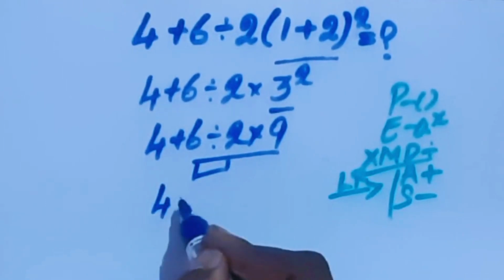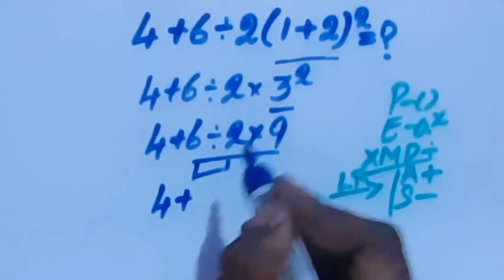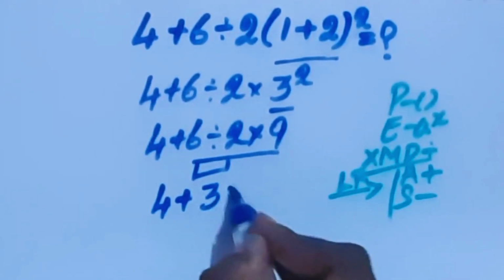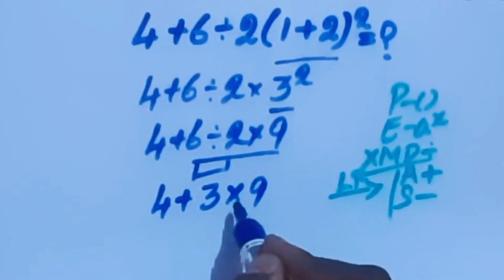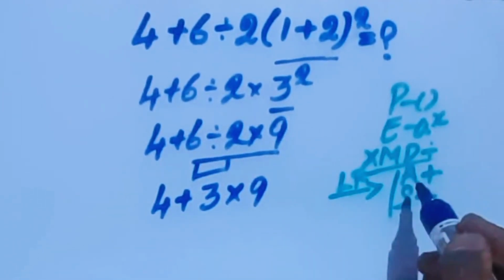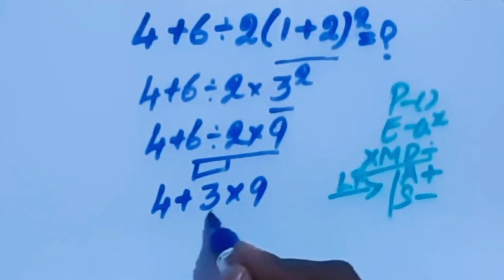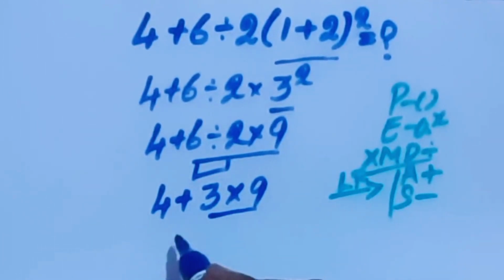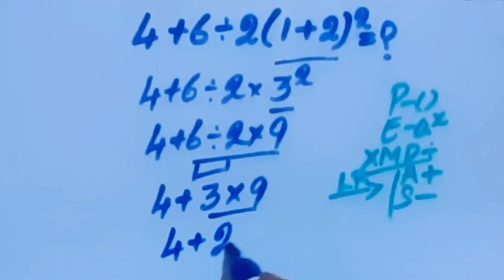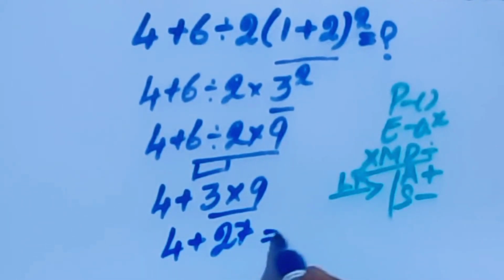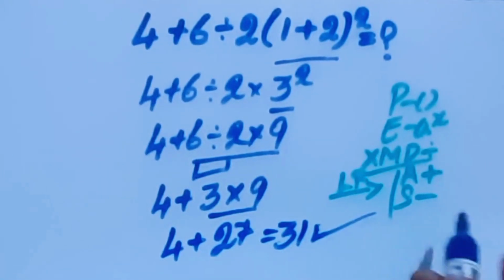Here 4 plus 6 divided by 2 is 3 times 9. Here we have addition and multiplication. Multiplication is higher priority than addition. So we have to do this multiplication before the addition. Here 4 plus 3 times 9, where 3 times 9 is 27. Here 4 plus 27 is 31, which is the correct answer.